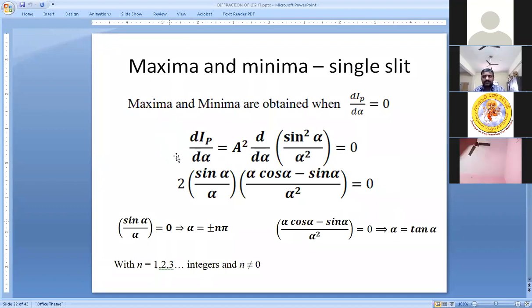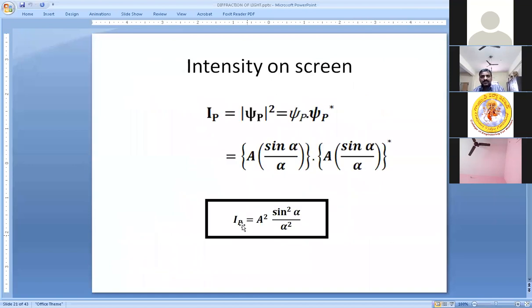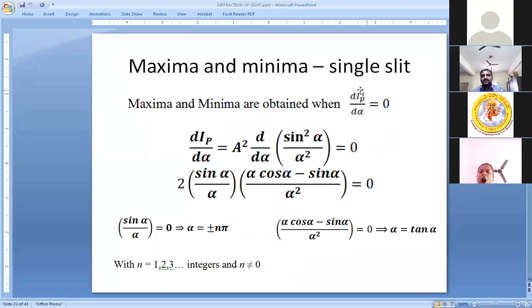In mathematics, as you might have studied in intermediate second year, for a function to have an extremum, either a maxima, a minima or even a saddle point, its first order derivative with respect to the variable must be 0. Please recall, I is a function of alpha. So I will be maximum or minimum only when dI by d alpha is equal to 0. So I am equating dI by d alpha to 0.